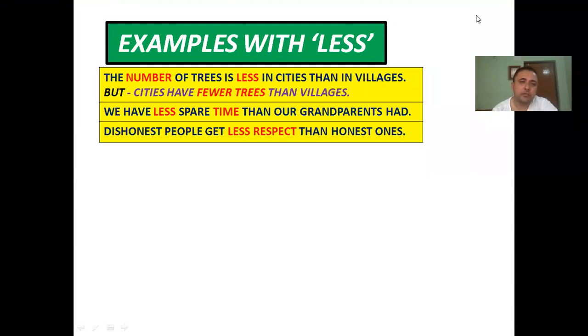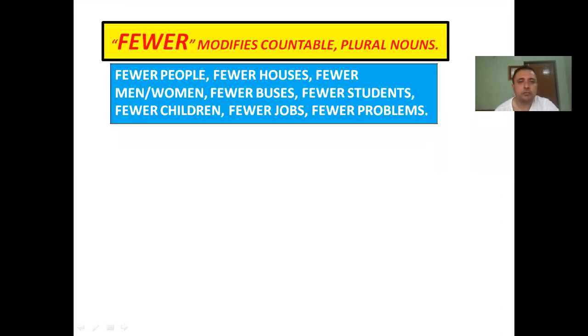Well, friends, could you think of some sentences or situations where you can use fewer than? Let's have a look. Fewer is a word that modifies countable plural nouns. Remember, countable and plural nouns. For example, fewer people, fewer houses, fewer men or women, fewer buses, fewer students, fewer children, fewer jobs, fewer problems. So when you are using fewer, it must be followed by a plural noun.